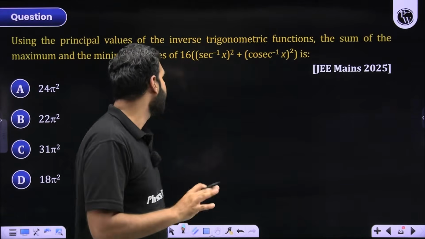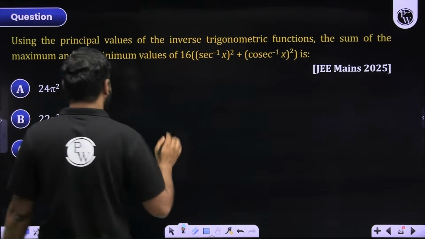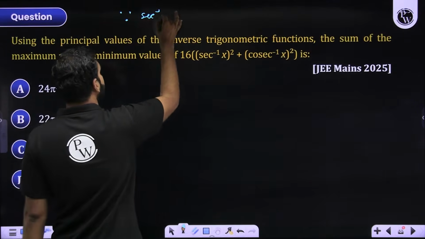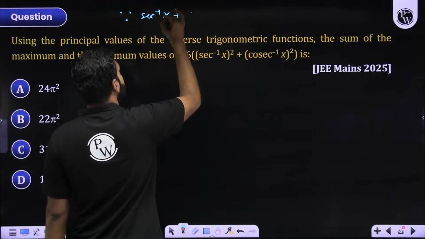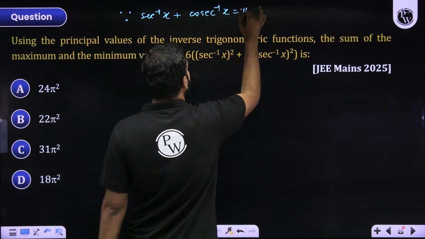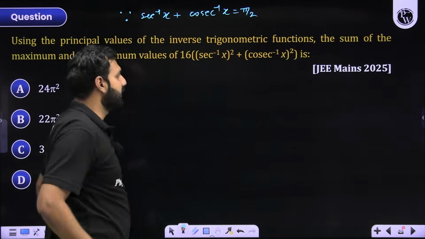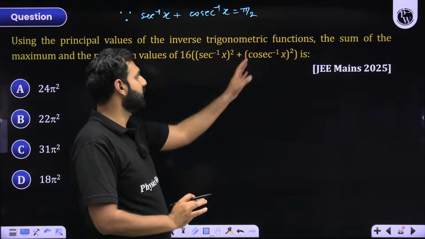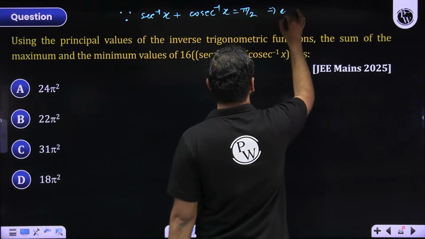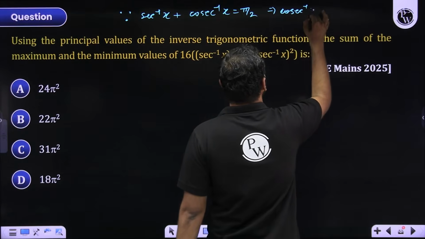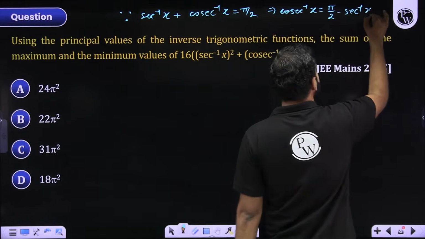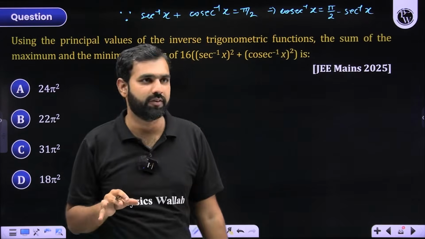So what I know is that the result is sec inverse x plus cosec inverse x, of course it is inverse, so don't get confused with that, equals pi by 2, right? So either of these I'll replace. Let's say I'm replacing cosec inverse x by pi by 2 minus sec inverse x. Can I do that? I hope that doesn't create any problem here. It is perfectly visible. Great.